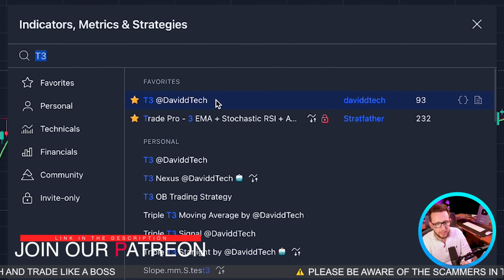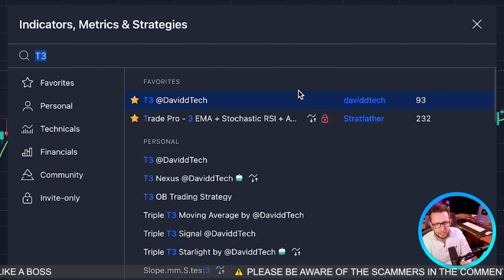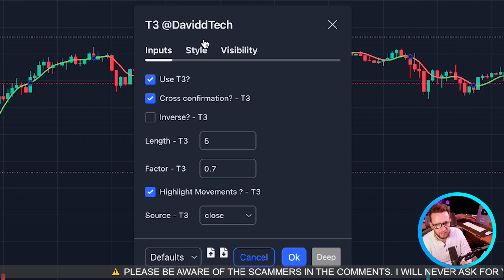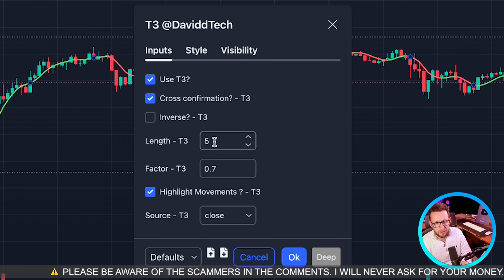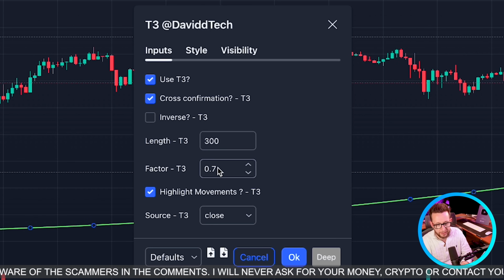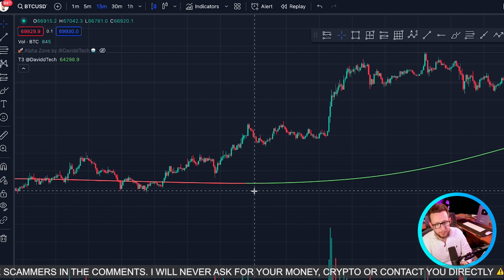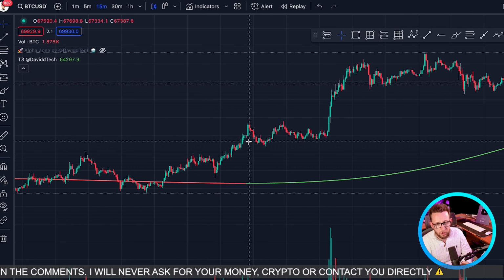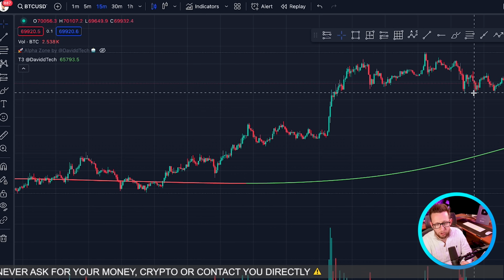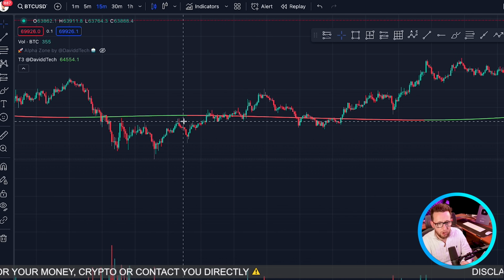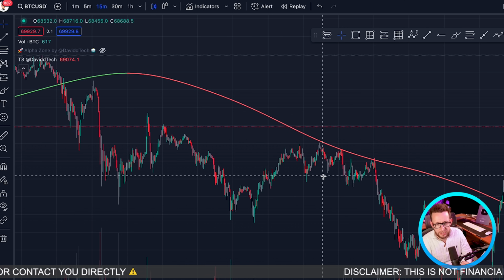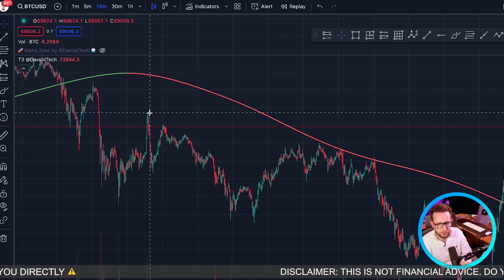Right, okay, so we're going to add the T3 here. As you can see, I'm clicking on T3 by David Tech. We're going to change some of these numbers here. We're going to be using the T3 on a length of 300, and then we're going to leave everything else as default. As you can see, it puts a green and red line on our chart. When price is above this green line, we're looking for longs, and when it's below the red line here, we're looking for shorts. Just like this here, as you can see, we would have had our first entry around here.